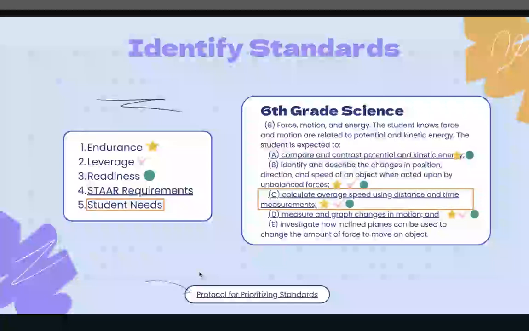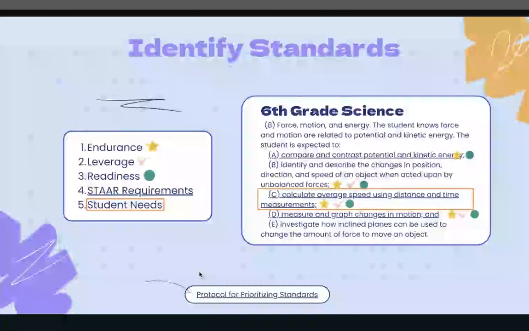And so that is something to really think about. Sometimes endurance and readiness overlap a lot. You can see in my example, something that endures in science a lot of times is also readiness. I mean, that makes a lot of sense, right?